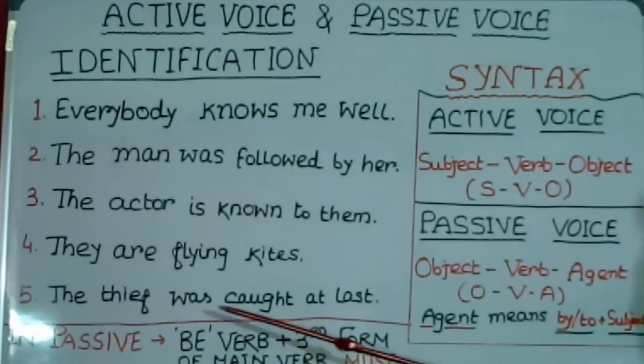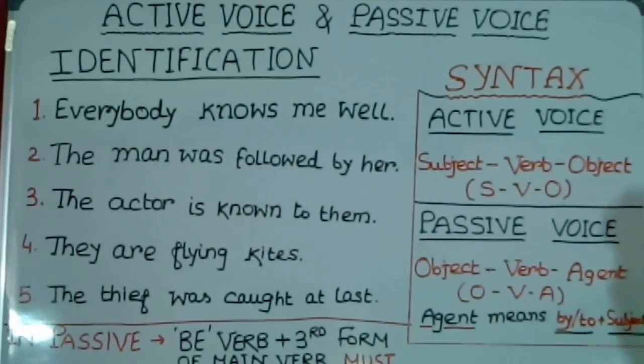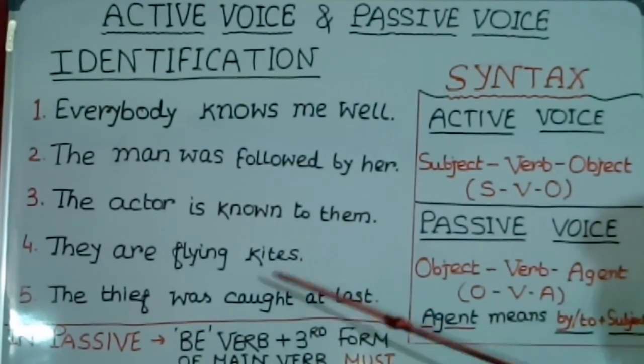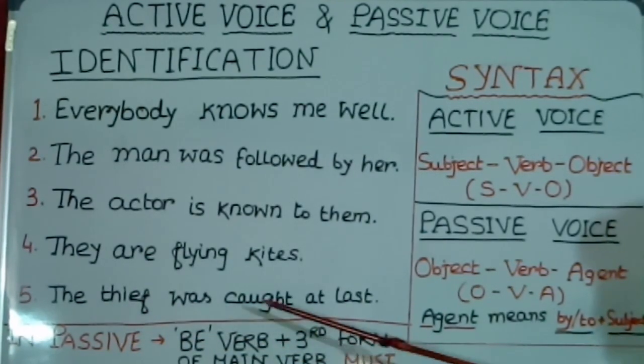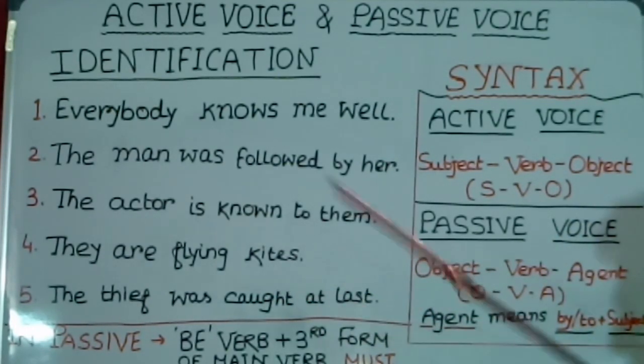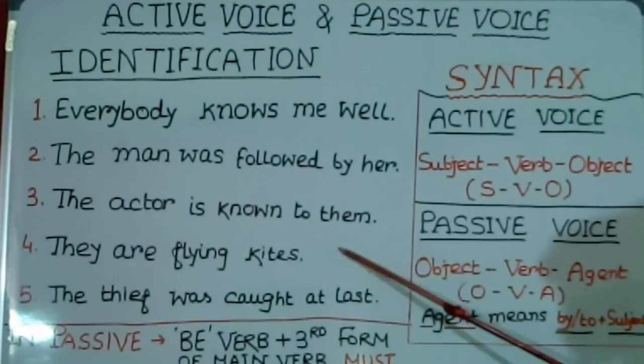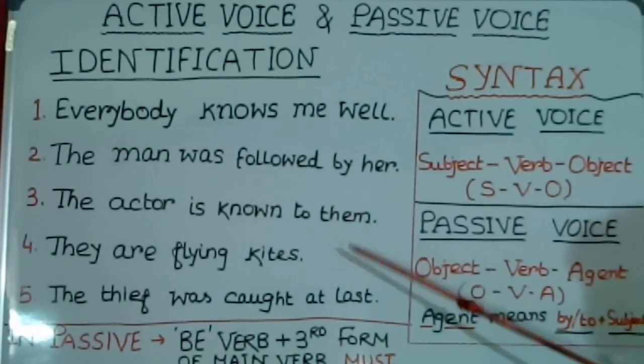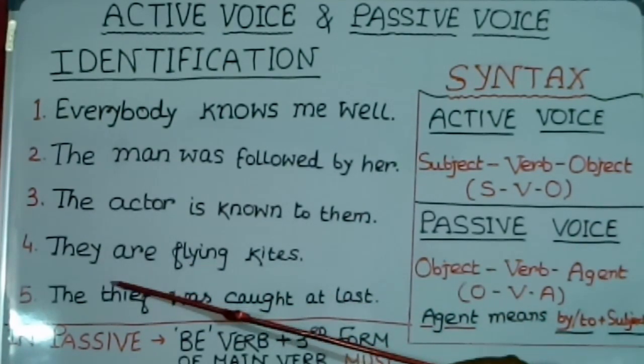Now over here the verb was "caught." If I ask you, who caught? No answer, because the subject is not written over here. It is implied. But suppose someone caught. If I ask, whom did someone catch? The answer will be, someone caught the thief.